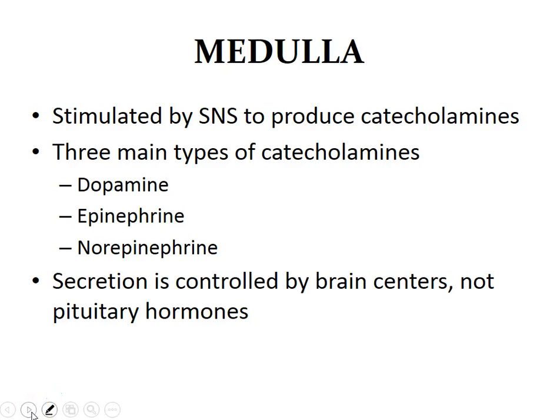The medulla, which is the middle part of the adrenal glands, is stimulated by the sympathetic nervous system to produce catecholamines. There are 3 types of catecholamines: dopamine, epinephrine, and norepinephrine. The secretion is typically controlled by the brain center and not the pituitary hormones. So this is where, in the beginning, I talked about the partnership between the nervous system and the endocrine system.